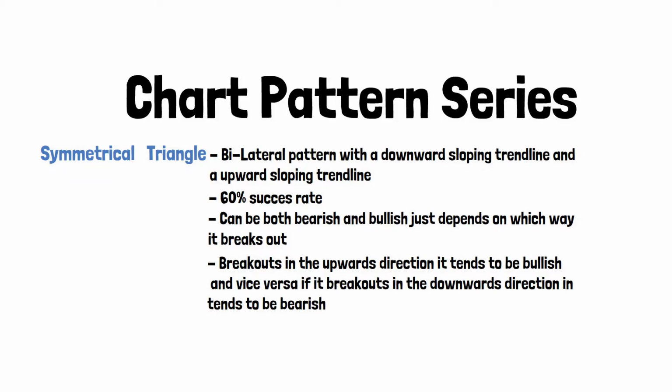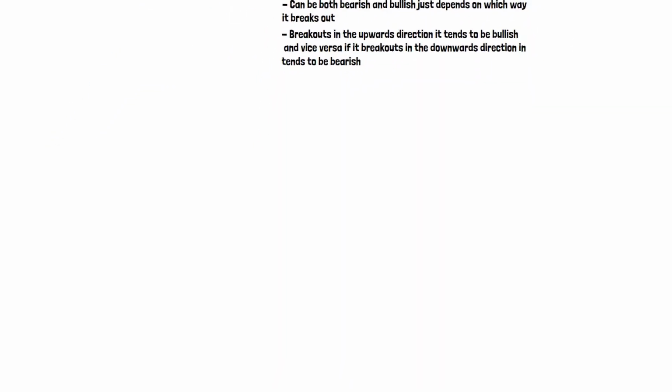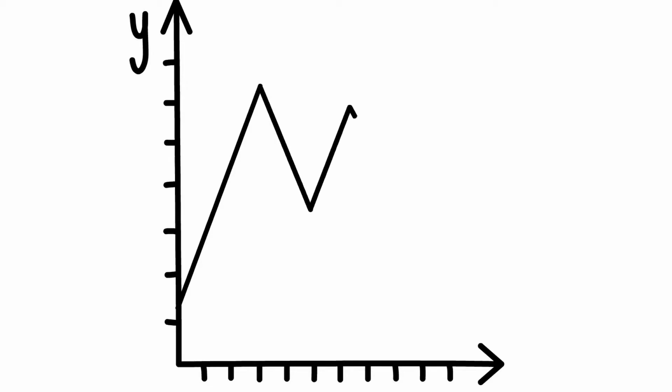Now, to spot this pattern, you want to find a stock that has made a significant move up or down. For this example, we'll be looking at a stock that has made a significant move up. After you've spotted the uptrend, you then have to wait and watch to see if the stock starts making lower highs and higher lows. Once a stock has made 2 lower highs and 2 higher lows, it can be considered a symmetrical triangle. And like always, the more higher lows and lower highs it makes, the stronger the pattern becomes, and usually the bigger the breakout.